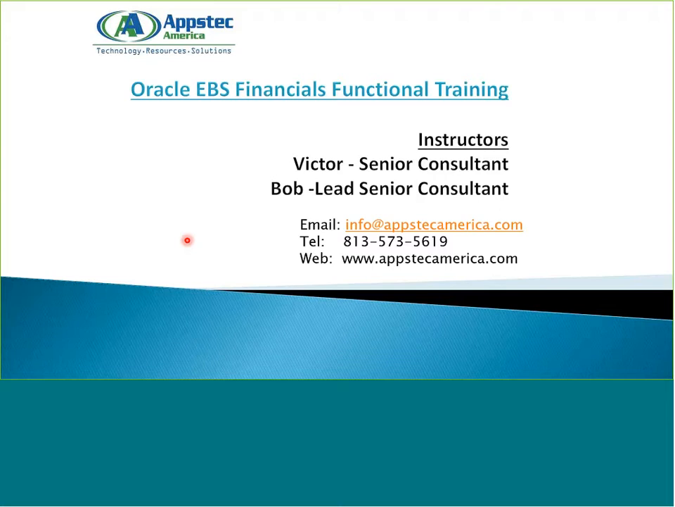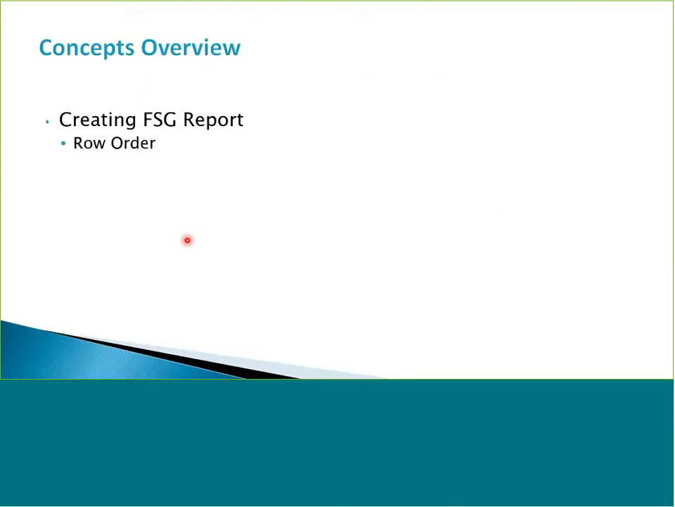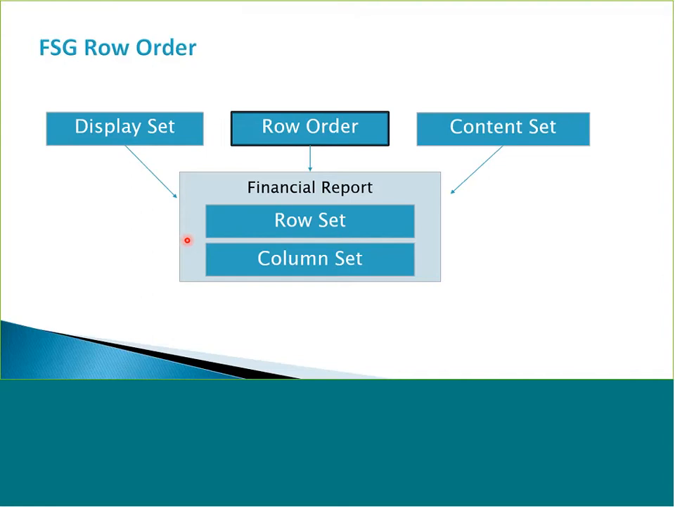Thank you, Bob, for the introduction, and welcome to Lesson 48 of our Financials Functional Training series. We are going to continue with how to use a row order when creating FSG reports in this lesson. We already started in our previous lesson, and we know that a row order is one of the optional features that we can add to our FSG reports in order to customize them in various ways.